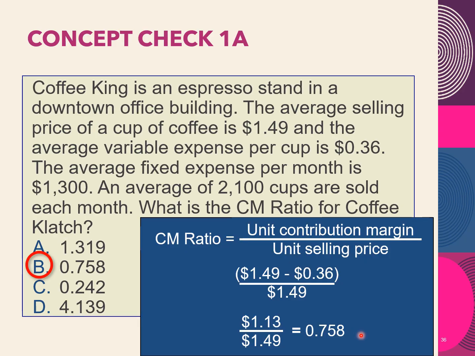The answer is B. You have to calculate the contribution margin ratio first. Our unit contribution margin will be equal to 1.49 minus 0.36, divided by the unit selling price, which is 1.49. Then you will get the answer.